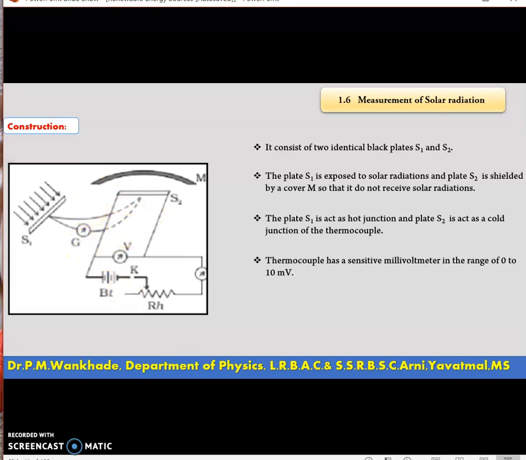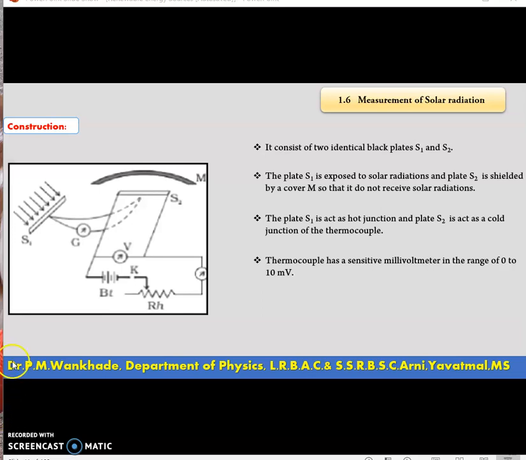Now plate S1 is exposed to solar radiation and plate S2 is kept shielded. So plate S1 heats up due to solar radiation. As a result, an EMF is generated, which is shown by the millivolt meter. The voltmeter reading can be recorded, and by doing some numerical calculation over a period of time, the solar radiation flux can be calculated.